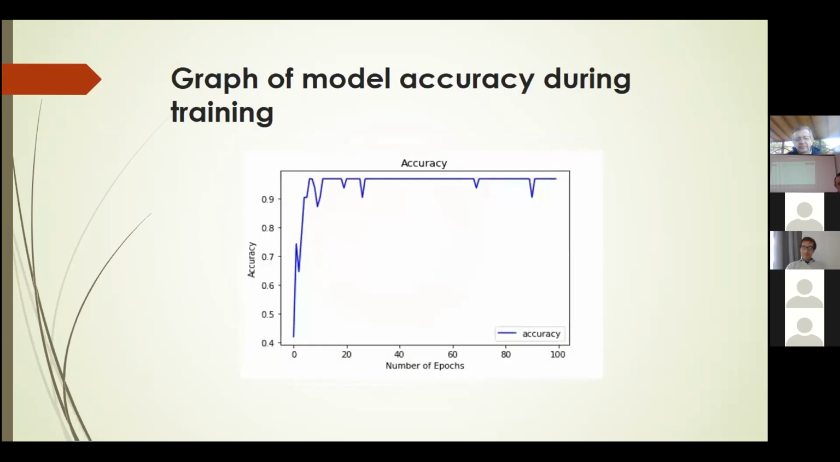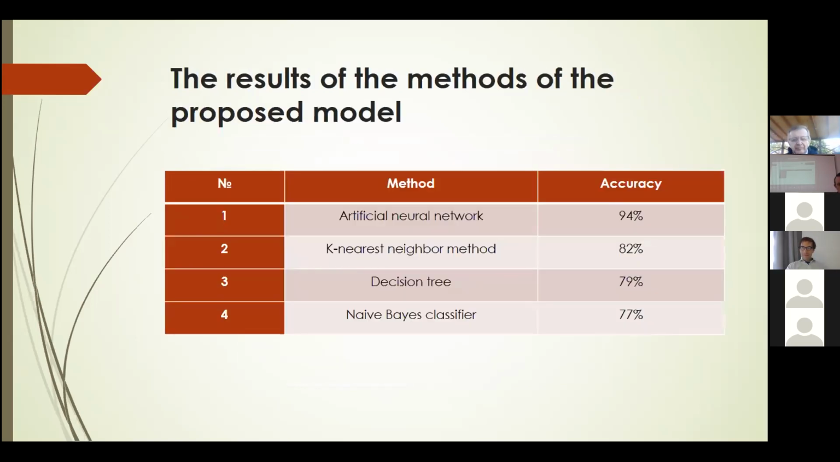In this figure, you may see a graph of the accuracy of the model during training, and the results of the achievements during the development of the model are shown in this table. They show that the best accuracy is achieved in the model written using Keras.